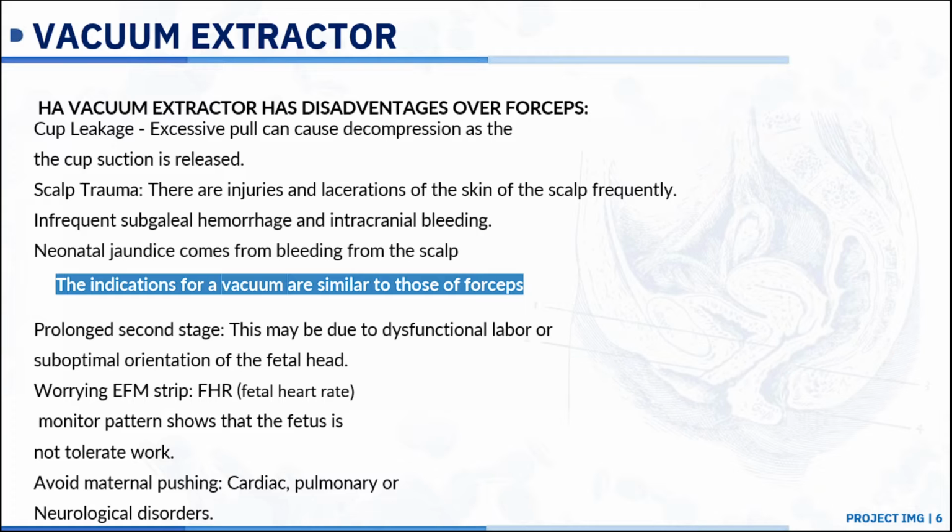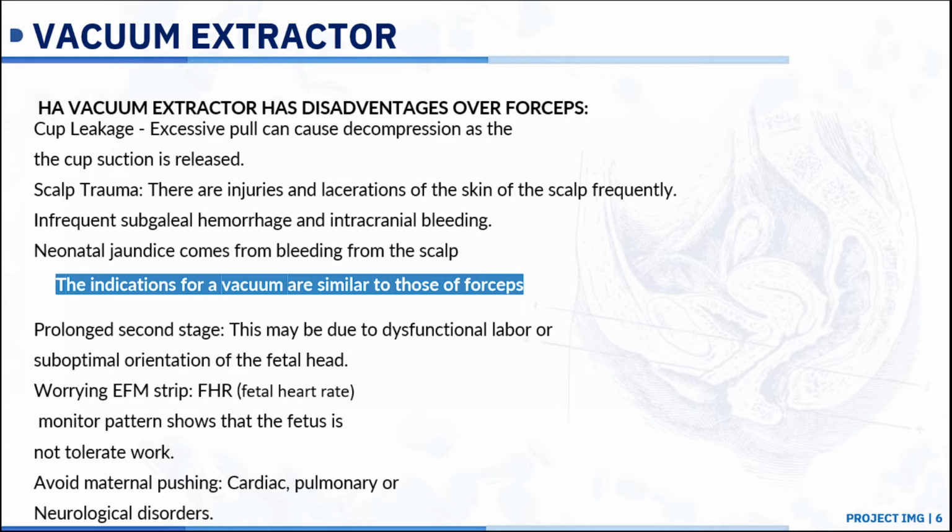A vacuum extractor has disadvantages over forceps. Cup leakage: excessive pull can cause decompression as the cup suction is released. Scalp trauma: there are frequent injuries and lacerations of the skin of the scalp. Infrequent subgaleal hemorrhage and intracranial bleeding. Neonatal jaundice comes from bleeding from the scalp.